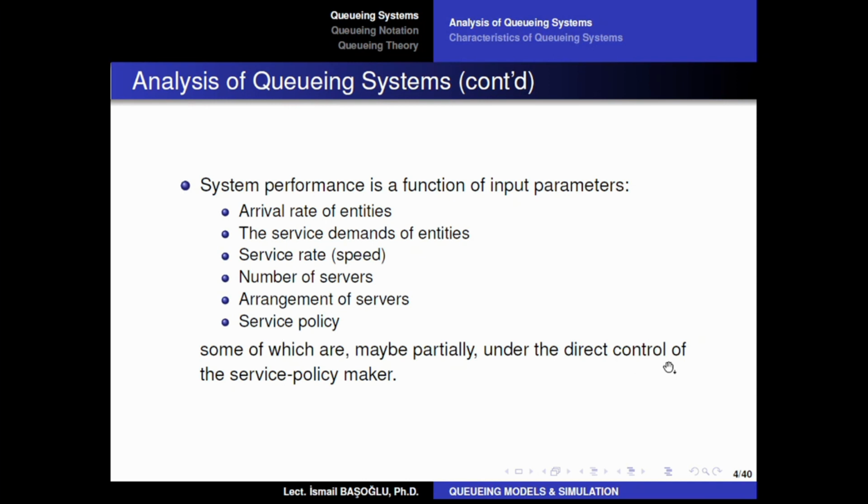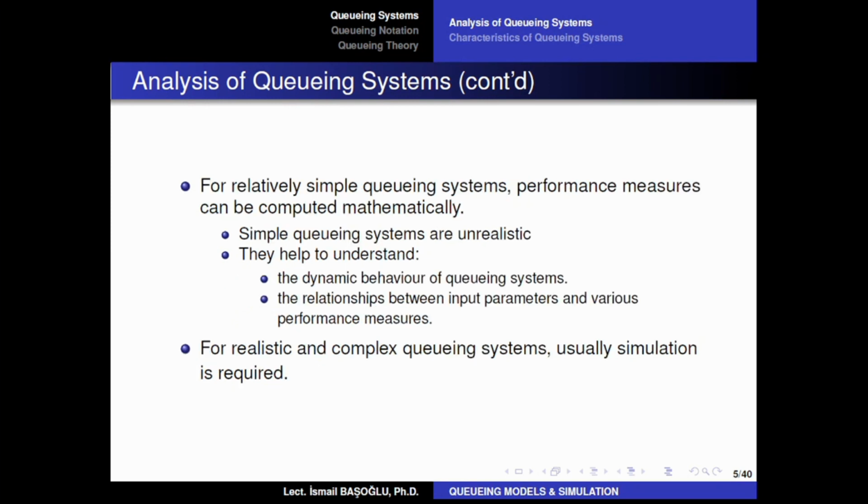These are sometimes under the direct control of the service policy maker, sometimes partially, and sometimes you do not have any control over these input parameters. So either you have a control or not, it doesn't matter. We definitely need to find a model for these input parameters, and then we can use a simulation model to measure the system performance of a queuing system under a certain service policy.